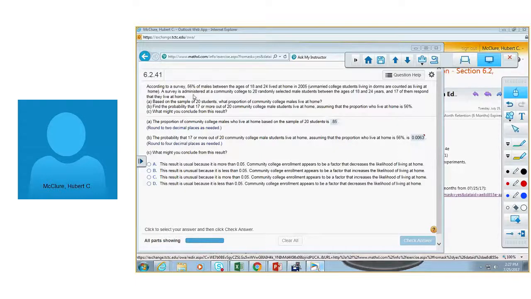So 17 or more out of 20. Out of 20 community colleges? So it's just 20 different colleges? Is that what it's saying? No, community college male students. Oh, okay.